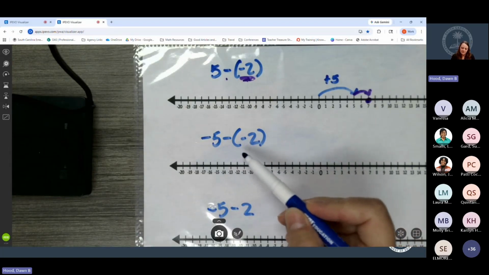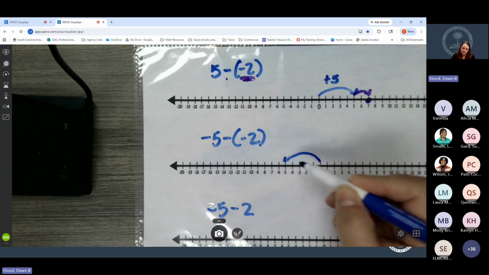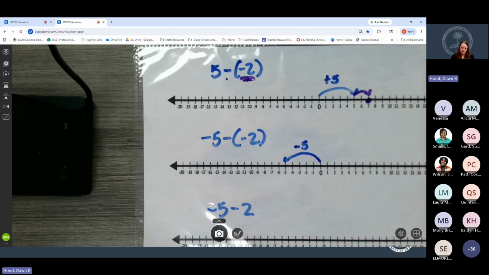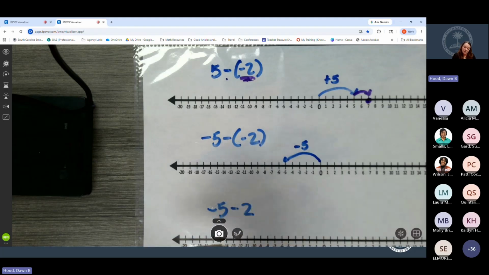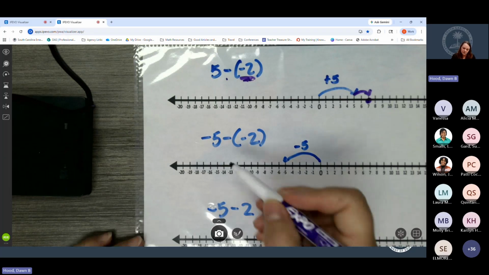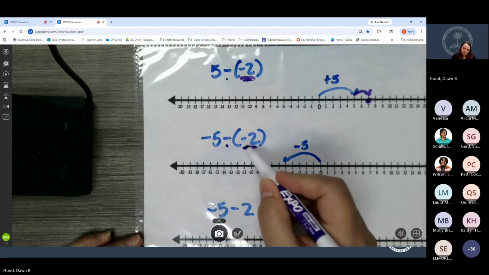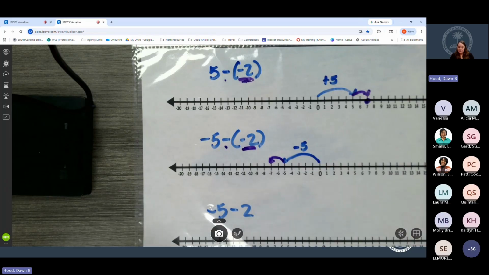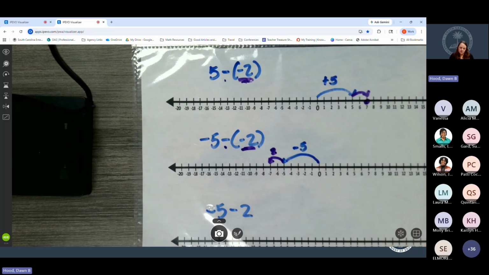So for -5 minus -2, we're going to go left 5. So -5. And because they're the same, we could just keep going to the left. But that's not going to quite cut it because we want to do the opposite. We would go left 2 more. Because instead of going back the other direction, we're just going to go left 2 more.